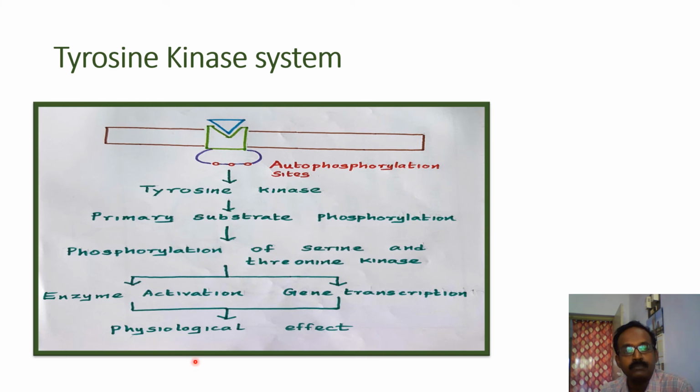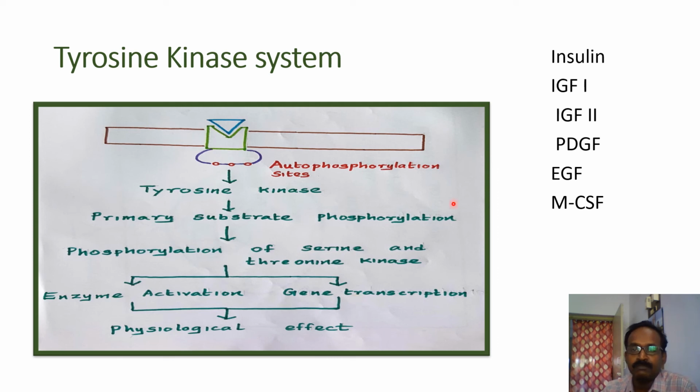Tyrosine kinase system. In the tyrosine kinase system, G protein is not activated. When the hormone binds with the receptor, it activates the tyrosine kinase, and autophosphorylation occurs inside the cell. It produces phosphorylation of serine and threonine kinase, enzyme activation and gene transcription, producing the physiological effect. Insulin is activated mainly through the tyrosine kinase system.